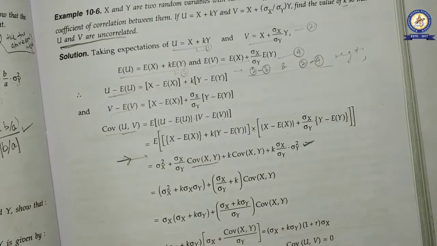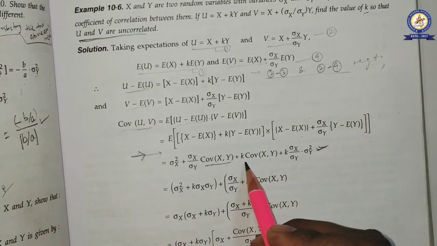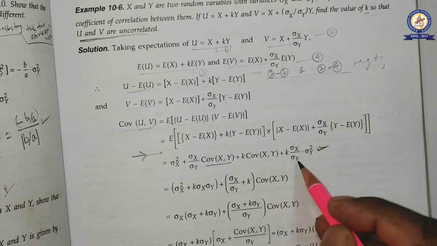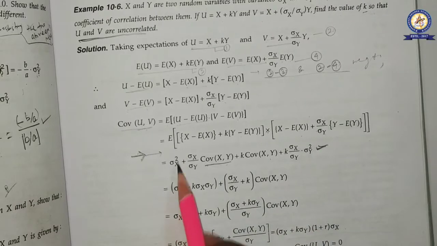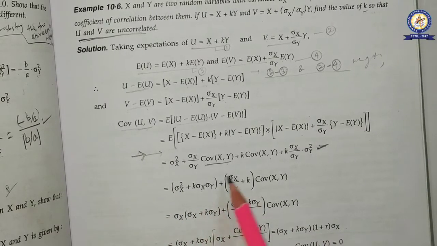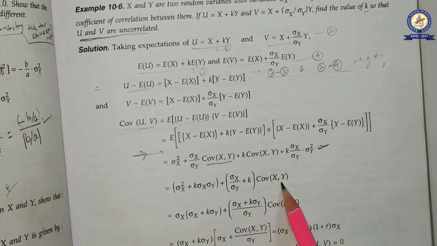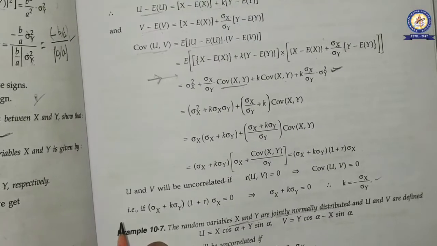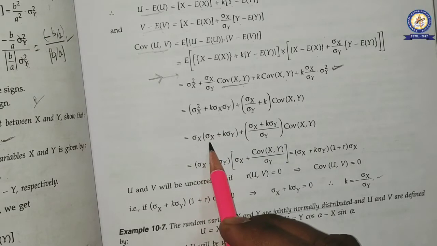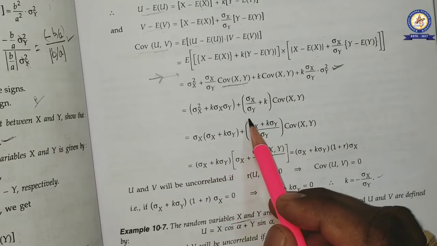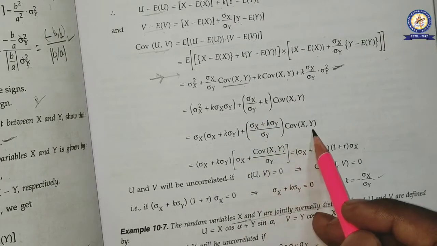Then we found sigma x square, and here sigma y got cancelled, so we found k into sigma x into sigma y. So sigma x square plus k into sigma x into sigma y plus sigma x by sigma y plus k into covariance of xy. Take sigma x common from these two terms, we get sigma x into sigma x plus k into sigma y, plus you just add this one: sigma x plus k sigma y by sigma y covariance of xy.